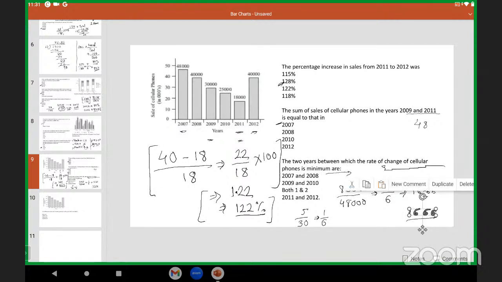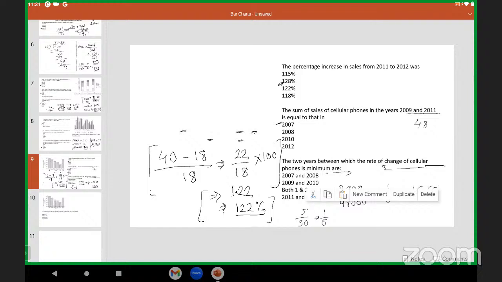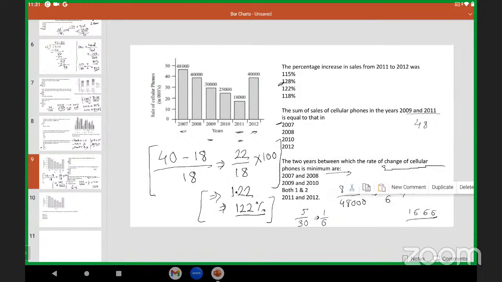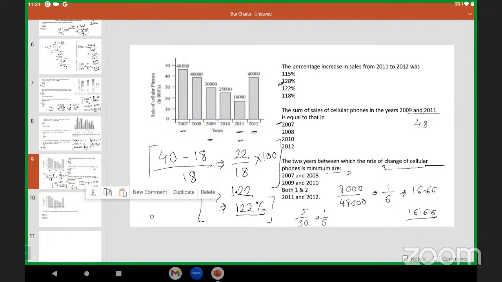Okay. So now, when we look at both option 1 and 2, they are similar. For 11 and 12, we just checked the increase is of 122%. So the answer is both 1 and 2 because they are the same, 16.66%.